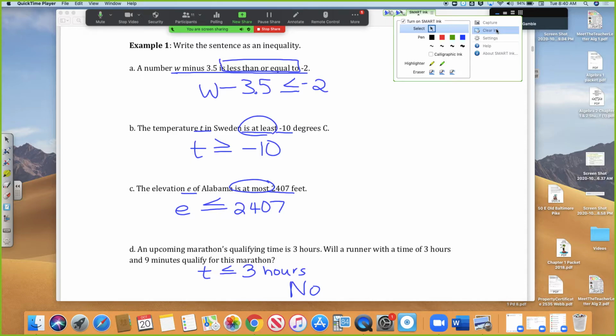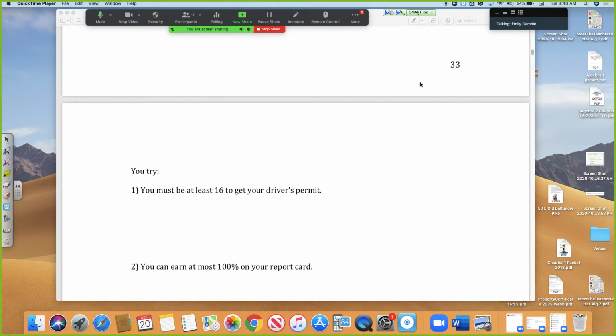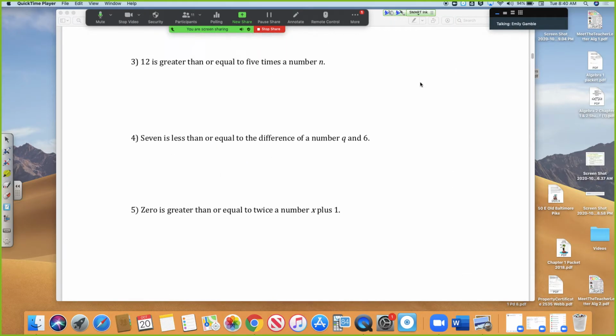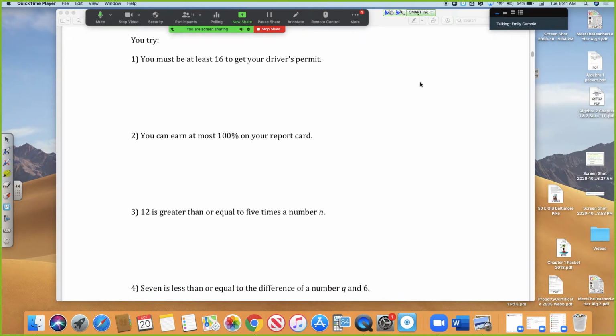All right, if we flip this over to the next page, there's some practice problems on here, 1, 2, 3, 4, and 5. For those of you in class, I would like you to work together on these. For those of you at home, you can work independently, and then we'll go over the answers in a few minutes.